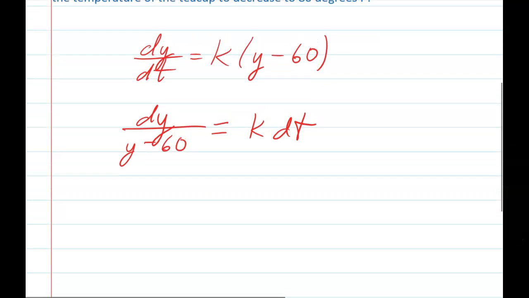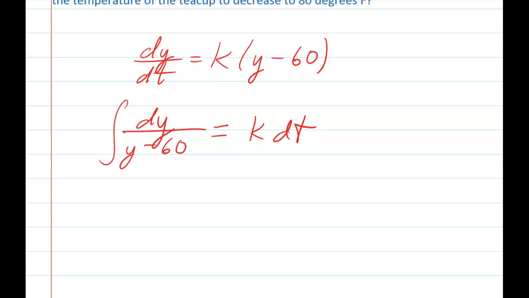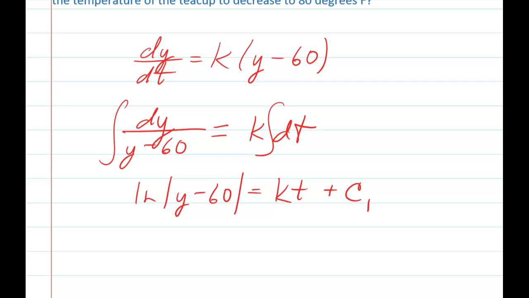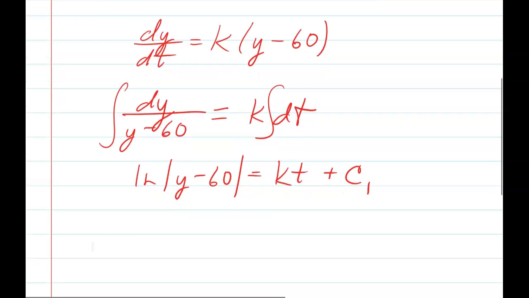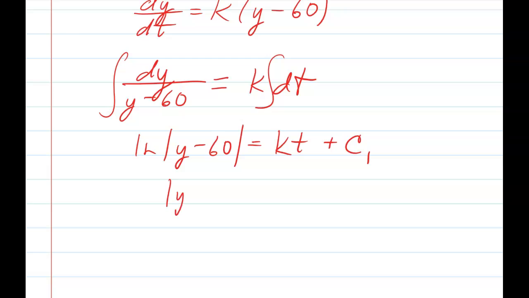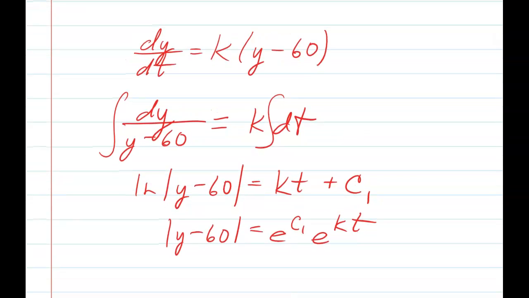So we arrive here, and again, our familiar integrals, natural log of y minus 60, with all these growth and decay differential equations, equals kt plus c1, like this. And then we exponentiate, and we get y minus 60 is equal to e to the c1 times e to the kt.